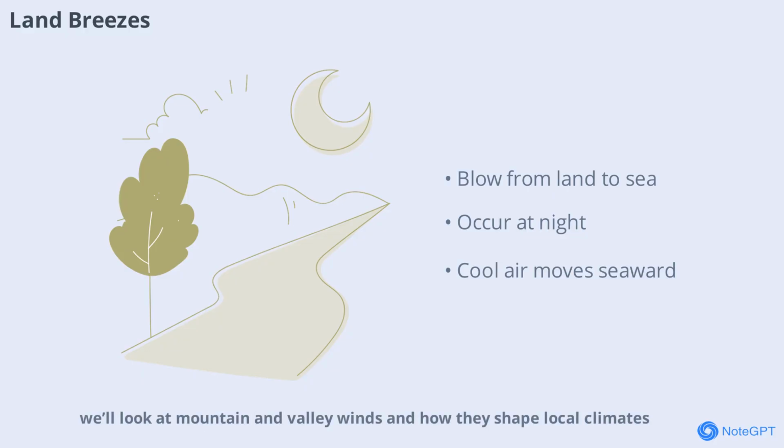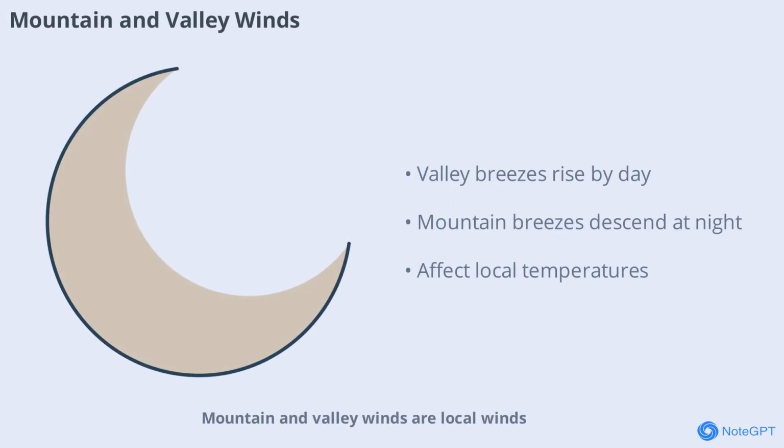Next, we'll look at mountain and valley winds and how they shape local climates. Mountain and valley winds are local winds that occur in hilly or mountainous areas. During the day, valley breezes blow up the slopes as the sun heats the valley floor, causing warm air to rise. At night, mountain breezes flow down the slopes as the air cools and becomes denser. These winds can have a significant impact on local weather, often bringing cooler temperatures at night and warmer air during the day. Let's now discuss how wind direction is measured.